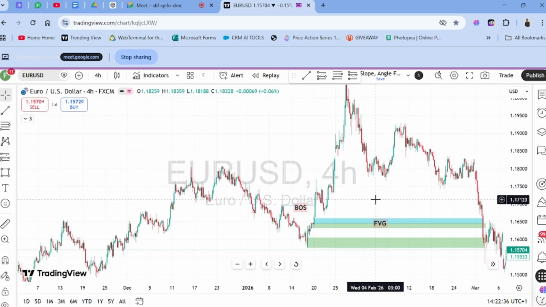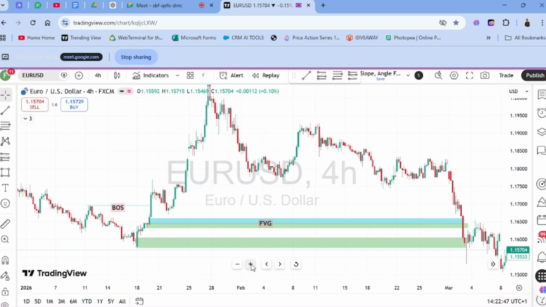FVG and demand level. It is called a demand level. A demand level always creates an FVG. Do you get it? Okay. Good. Now, what separates an FVG? An FVG is always created by a demand level. Okay, that is why we call it a demand.